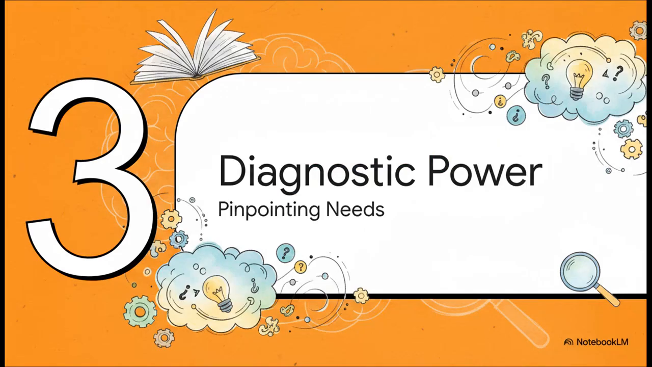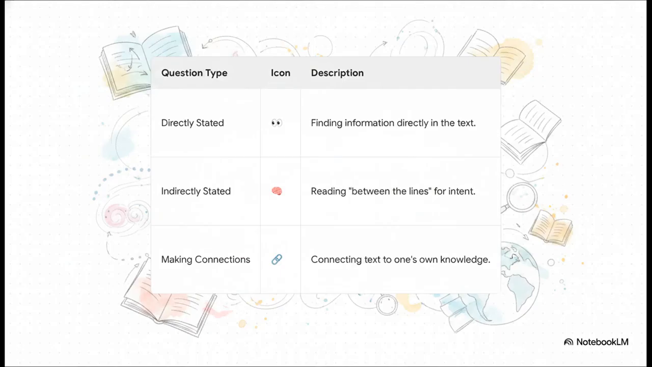Okay, now this is where the system gets really smart. Those quizzes I mentioned, they aren't just for marks. They're actually these pretty sophisticated diagnostic tools. They're designed to show you not just what a student knows, but how they're thinking about the story. See, every single question in these quizzes is coded. The little eyeball icon, directly stated, is for the straightforward stuff. Can you find the fact right there on the page? The brain icon, indirectly stated, that's for inference. Can you read between the lines? And the chain link, making connections, is all about synthesis. Can you connect what you're reading to your own life or other things you know?